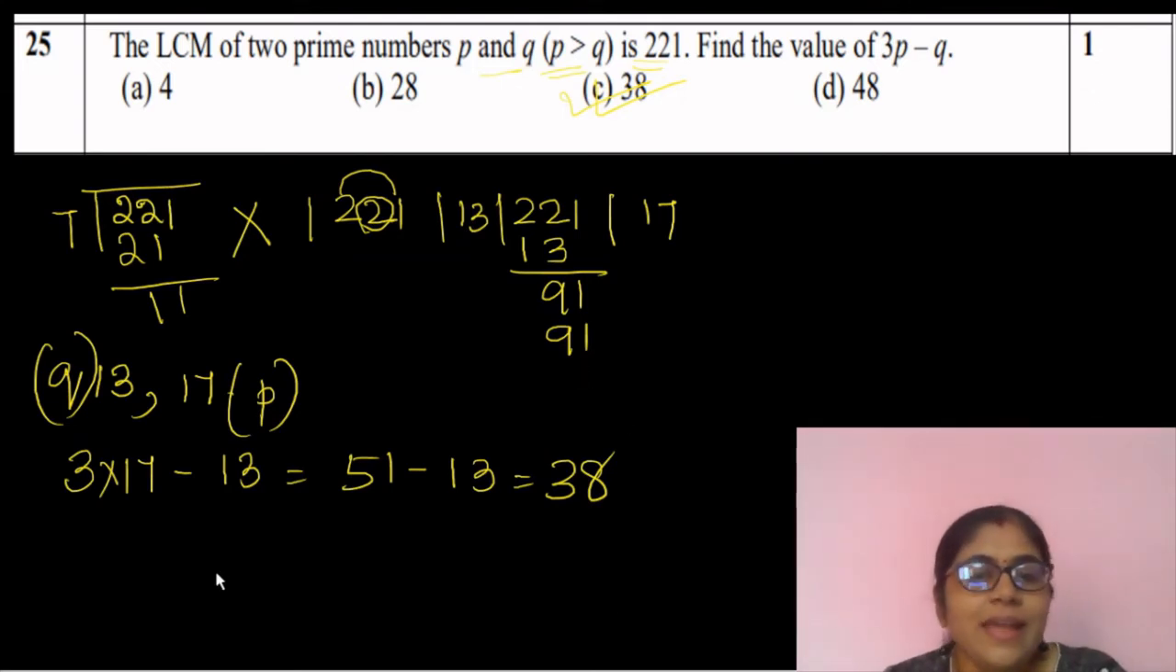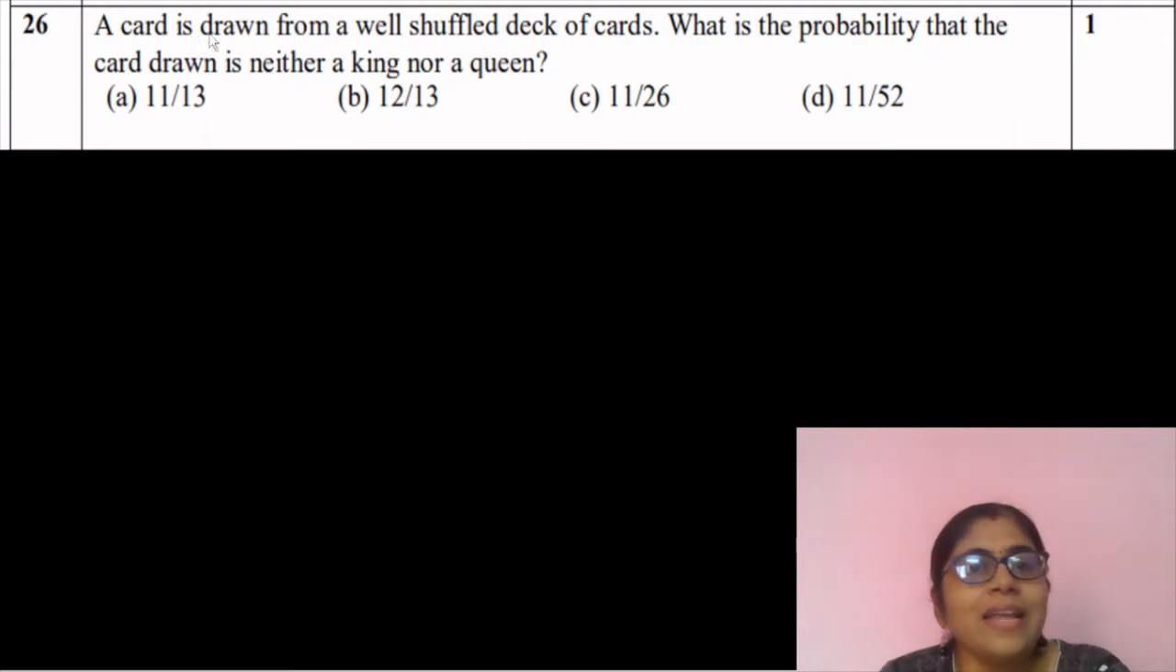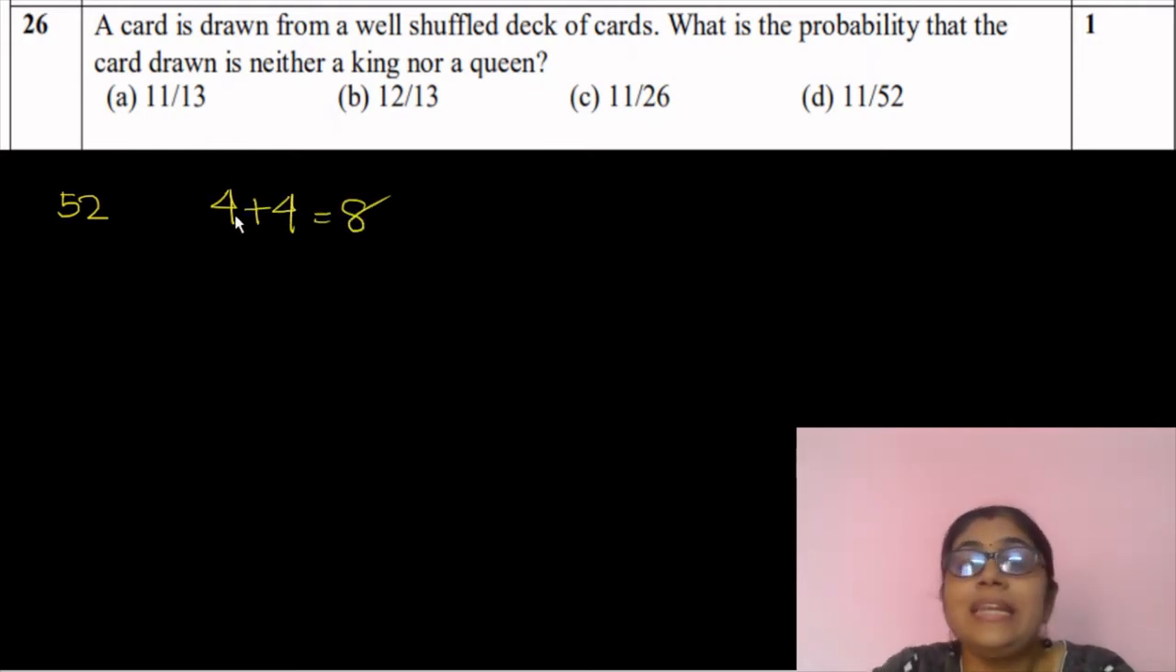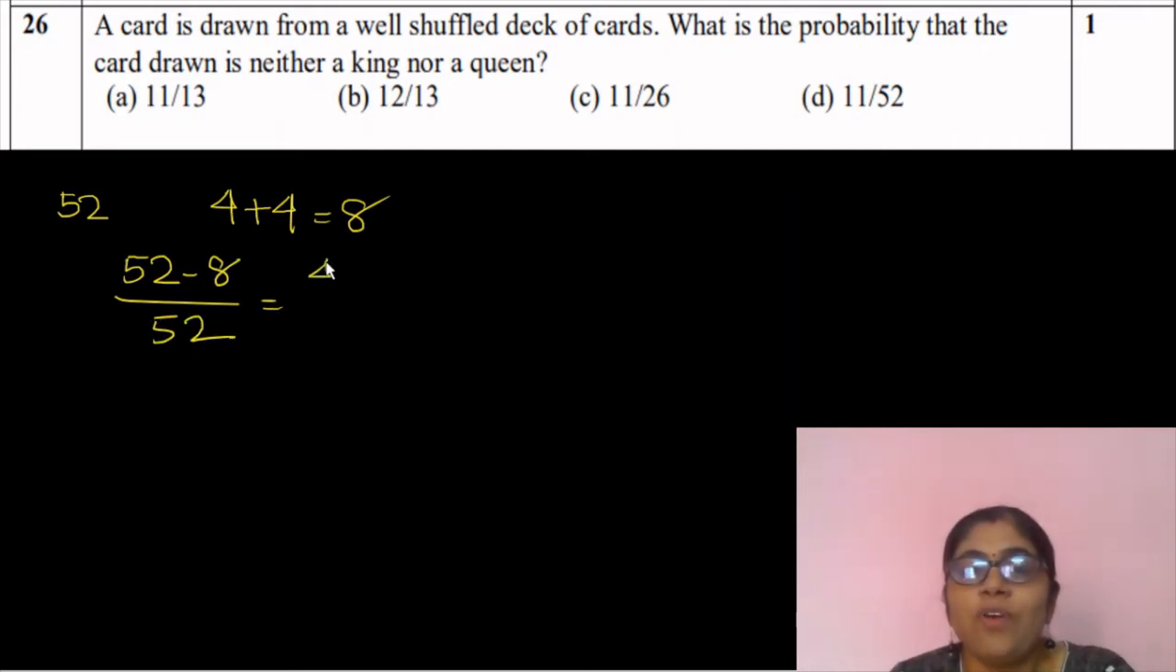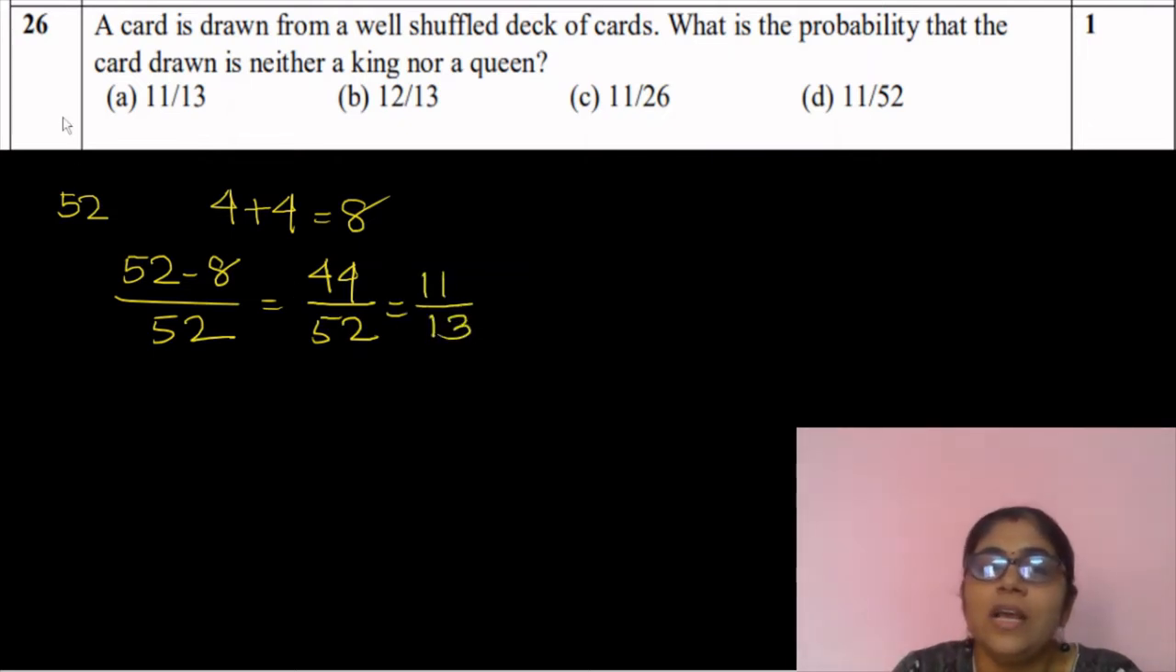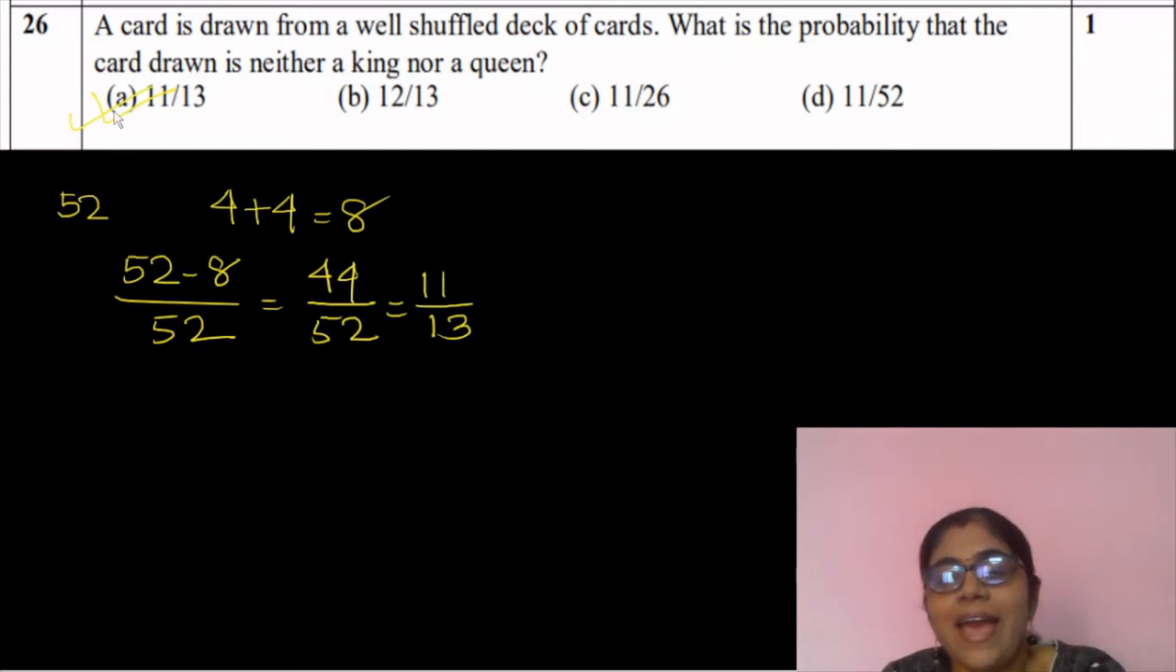Now let's move to the next question. A card is drawn from a well-shuffled deck of cards. What is the probability that the card drawn is neither a king nor a queen? So how many cards are there? There are total 52 cards, from which 4 king cards plus 4 queen cards, 8 king and queen cards. So neither a king nor a queen. That means the probability is 52 minus 8 divided by 52. So 44 by 52, that is 11 by 13. So option A is the right answer.